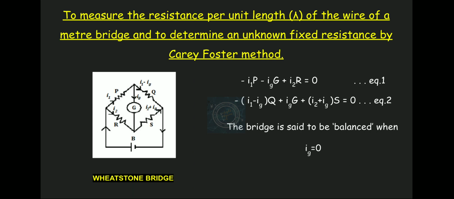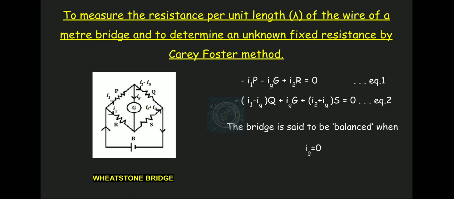So anyway, if I put Ig equal to 0, it's very obvious from the above two that you can see the IgG term cuts off and the IgS term cuts off from equation 2. From equation 2, another term IgQ gets cut off and IgG also gets cut off. So as a whole, 4 terms got cut off. What are we left with in equation 1? We are left with minus I1P and plus I2R. And in equation 2, we are left with minus I1Q and plus I2S.